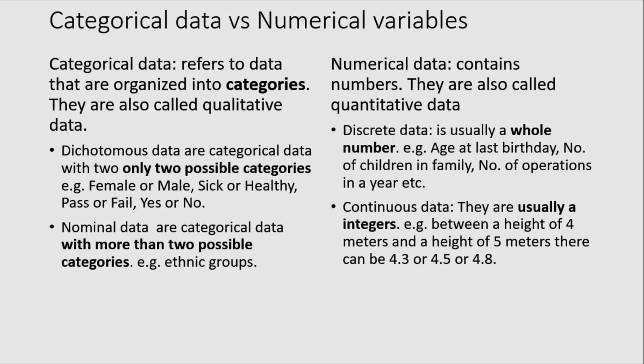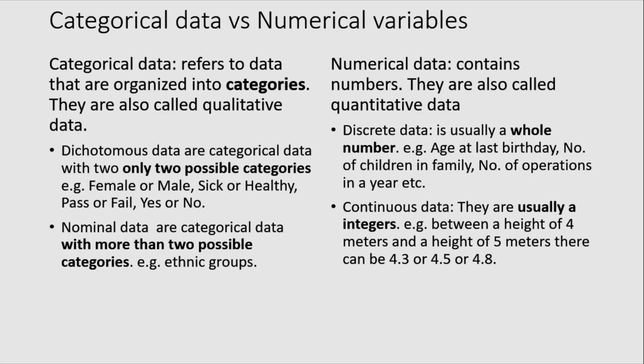Now, if your categorical data has more than two categories, like 3, 4, you now call them nominal variable or nominal data. Example, ethnic group. Another example, let's say grading of hypertension. There is normal blood pressure, there is pre-hypertension, and there is the actual hypertension. So there you have three categories. So they are classified under nominal data or nominal variables.